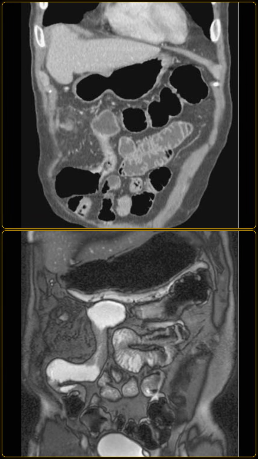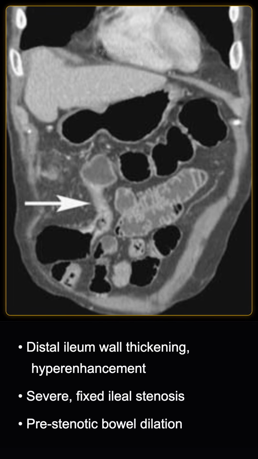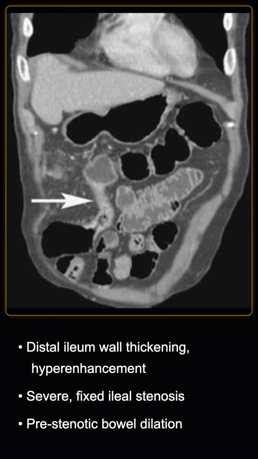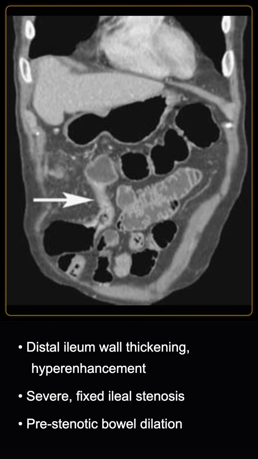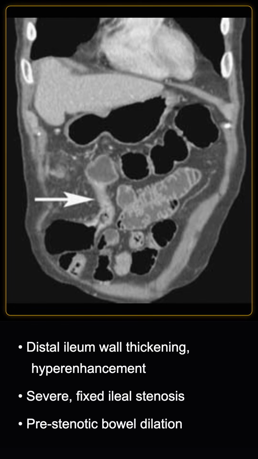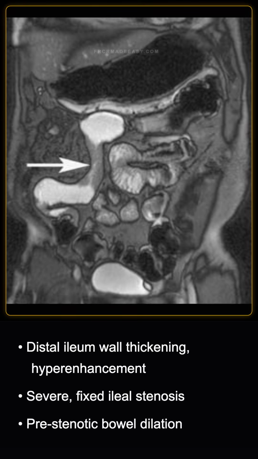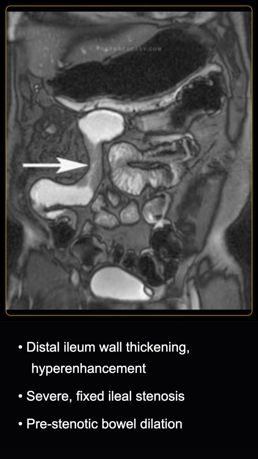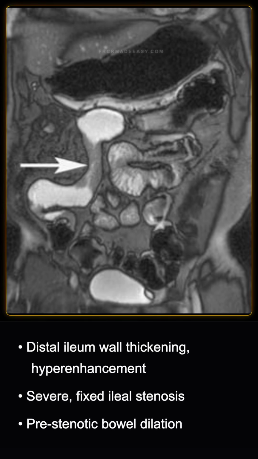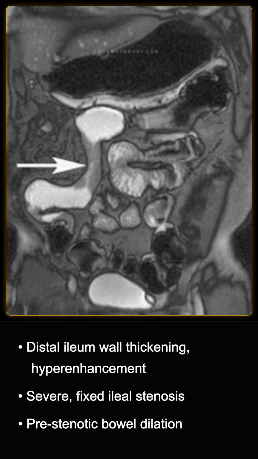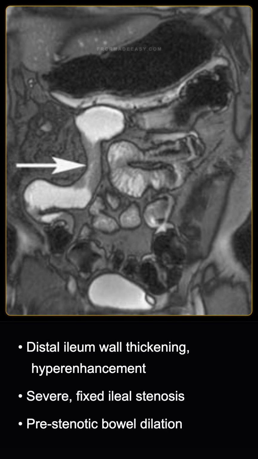Describe the findings. Right, so the initial CT demonstrates focal asymmetric wall thickening and hyperenhancement of the distal ileum with surrounding fibrofatty proliferation and significant luminal narrowing. The follow-up MR enterography 2 years later shows persistent, severe mural thickening and fixed luminal stricturing at the exact same ileal segment, with pre-stenotic bowel dilatation.